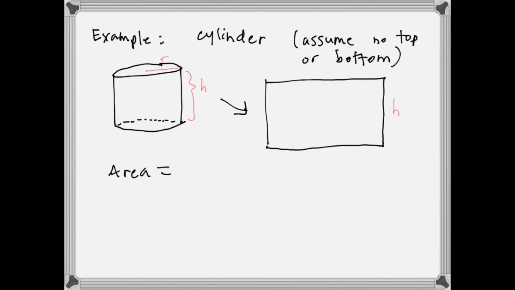So let me use a different color for this. Let me use green here. If we were to color this in green up here, that green actually ends up being this entire thing. And so if we want to know what that length is, we just need to figure out how far it is around the circle. And we know what the circumference of a circle is, right? It's 2 pi r. And so the area is equal to 2 pi r h.